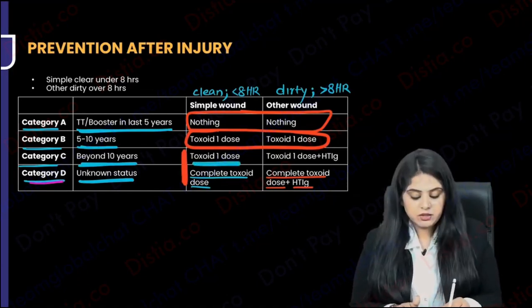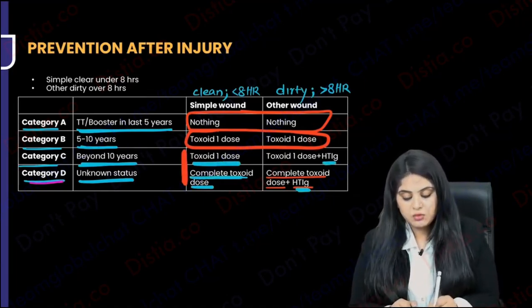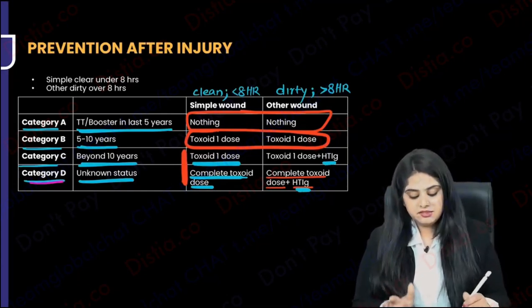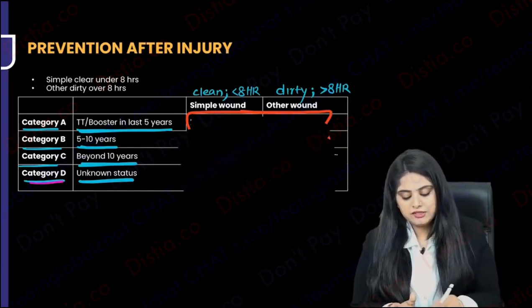Third category is 1 dose, and fourth category is complete doses, whereas in the complicated ones you are going to give immunoglobulin. I hope that's okay. So category A, B, C, D, maybe you can give me a very quick overview of this once again. Ready for it?